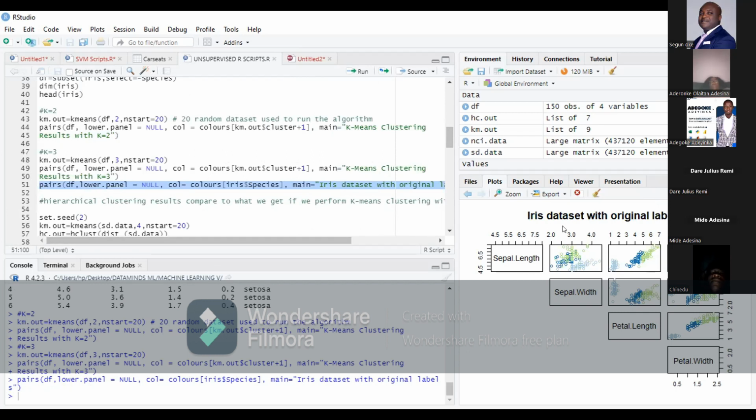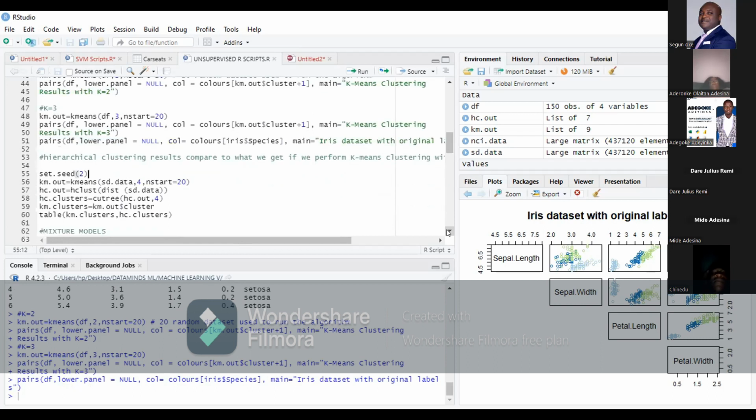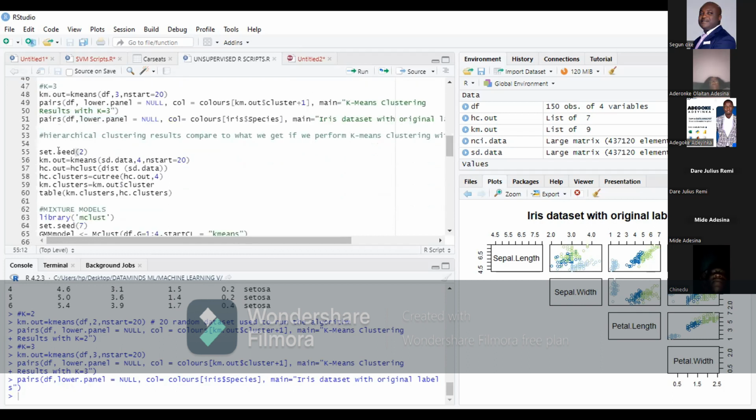Okay, this is originally, actually, yes, based on three clusters. So that is that. That is what this actually means anyway. So the next thing we are going to be doing, that's 51 to 60. Actually, when we look at what is there, we also have our set seed to be 2.